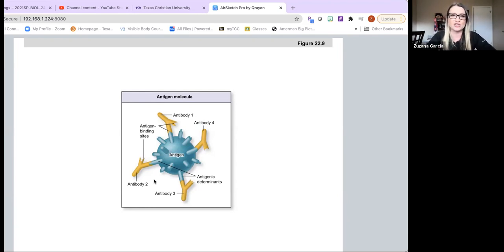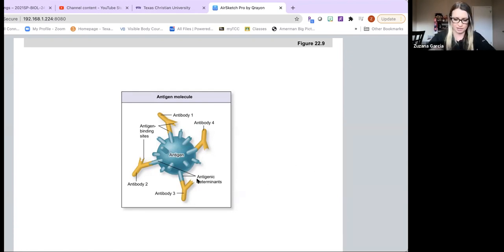And on this image here, you can see an antigen. You can see those antigenic determinants. That's the same thing as the epitope, and that's on that antigen, and that's where your antibodies will be binding. And then antigen binding sites, these are on the antibody. That's the part that fits onto that antigenic determinant.